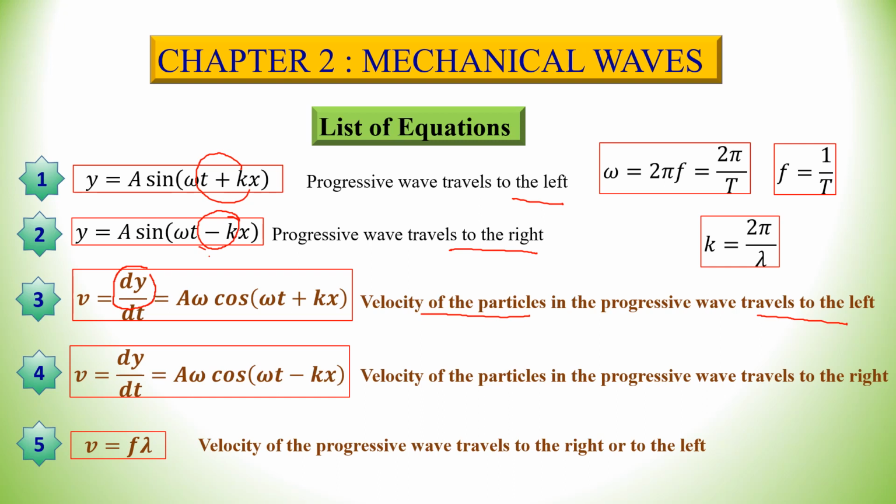So from number 1, y equals to a sine omega t plus kx. So differentiate this equation, you get number 3. Differentiate dy dt of a sine omega t plus kx. So we differentiate respective to t. So omega, bawa ke depan, so saya jadi a omega. Differentiate sine, get cos.